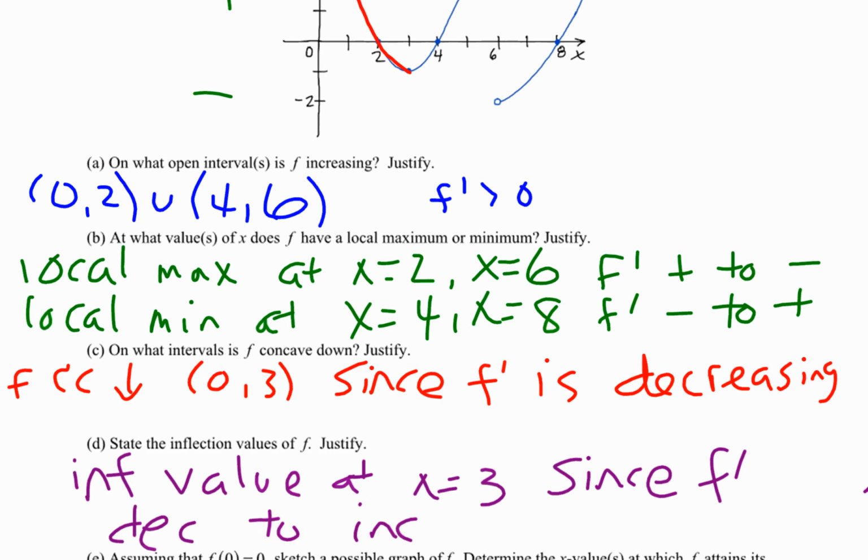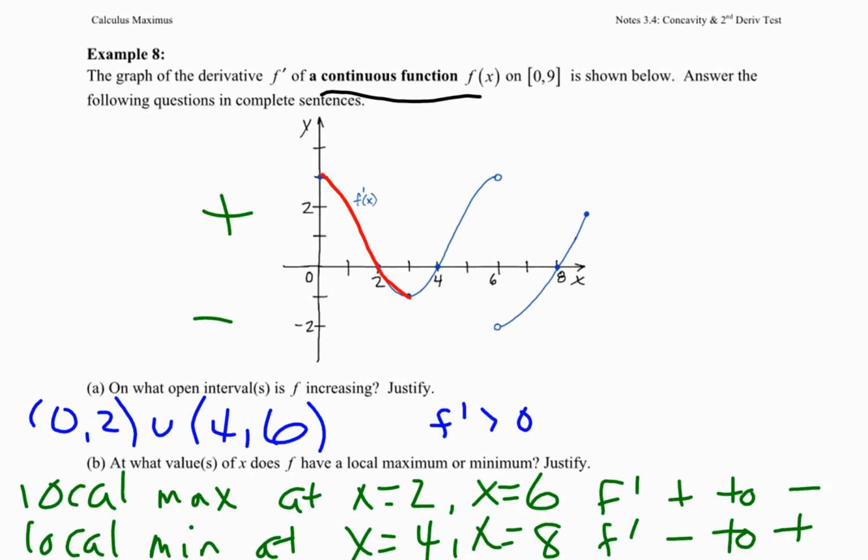And lastly, sketch a possible graph. So this is probably the most difficult part for most people, but it doesn't have to be that bad. We just have to look at what's going on. f is increasing from 0 to 2, and it's concave down. So we start at 0, 0. f is increasing and concave down. I mean, it's concave down to 3, but now we need to decrease. So maybe something like that.